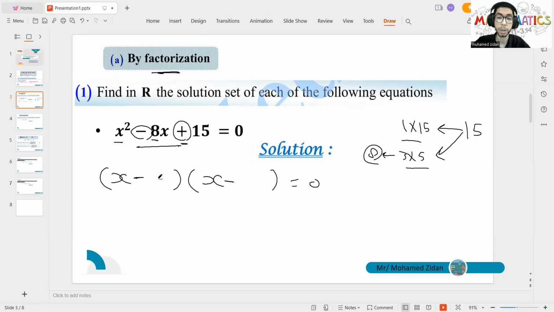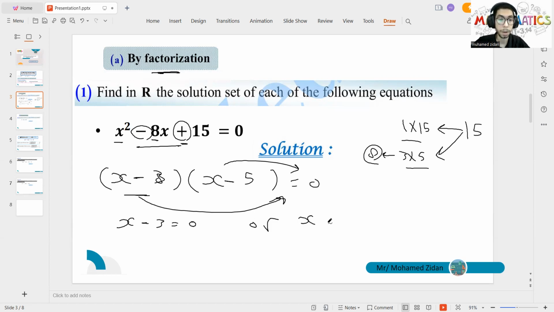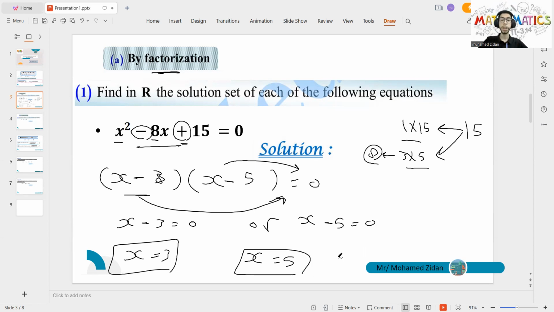Then we'll write 3 and 5. Then this bracket equals 0 or this bracket equals 0. Then the two roots: x minus 3 equals 0 or x minus 5 equals 0. X minus 3 equals 0 means x equals 3. X minus 5 equals 0 means x equals 5. Then the two roots are x equals 3 or x equals 5. That's about factorizing. Let's take an example about the general formula.